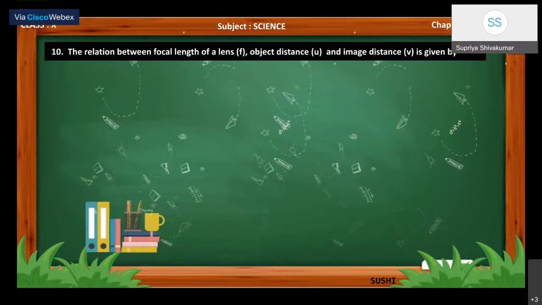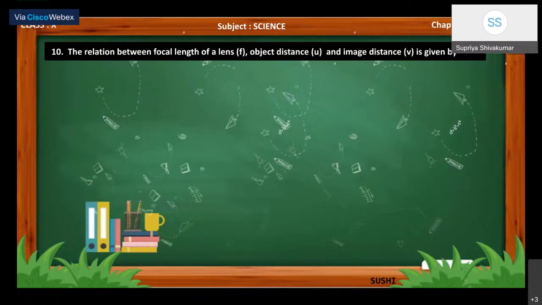Next, moving on to the 10th question. This is also a very easy question. This is a lens formula question. It gives us the relation between focal length, object distance, and image distance. So we all know that it is 1/f = 1/v - 1/u. But I want you to answer by taking the reciprocal of it, explaining in terms of f. I don't want anything in terms of fraction.